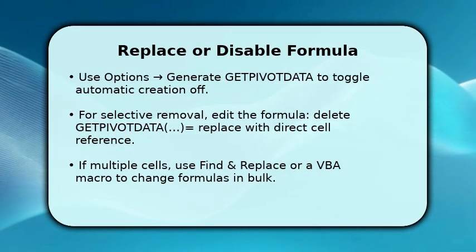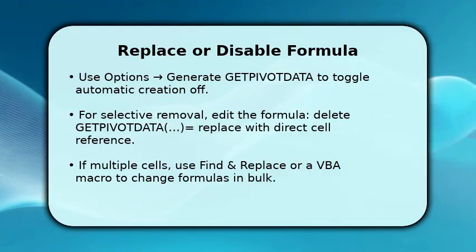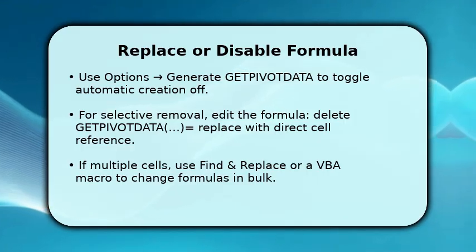won't recreate it. For existing cells, you can edit each formula, remove the GETPIVOTDATA wrapper, and point to the underlying cell or compute using GETPIVOTDATA arguments simplified to direct references. This is faster and more transparent.